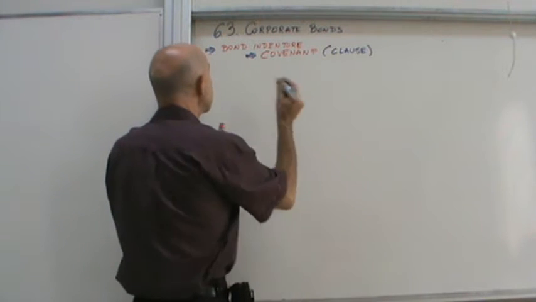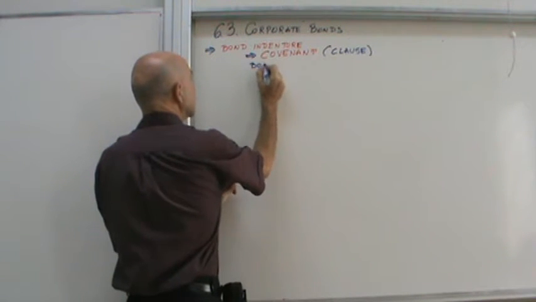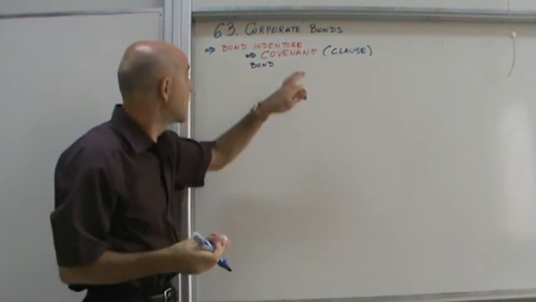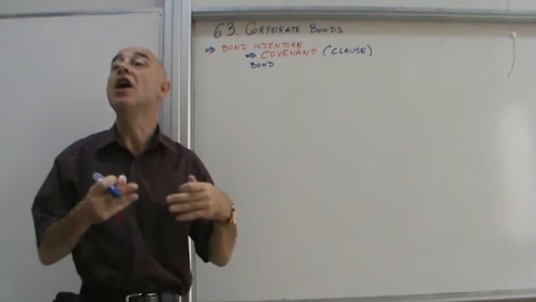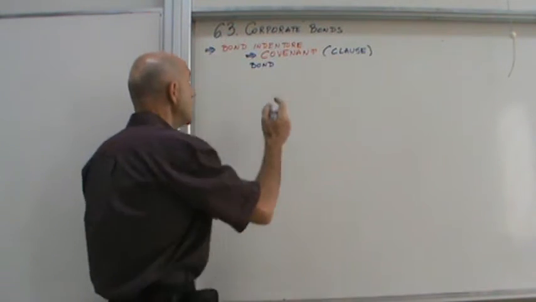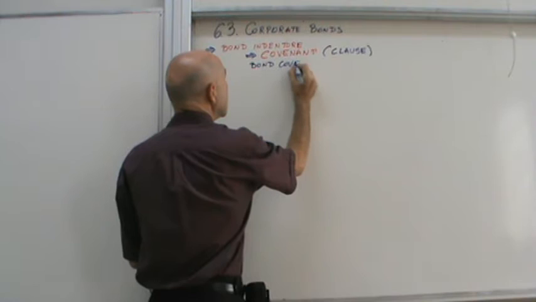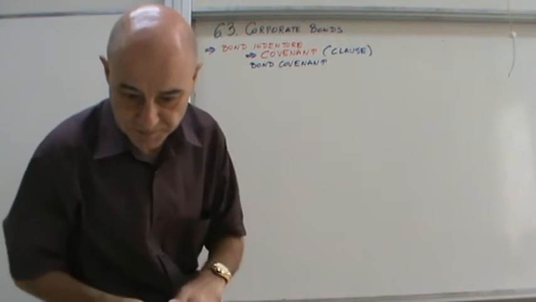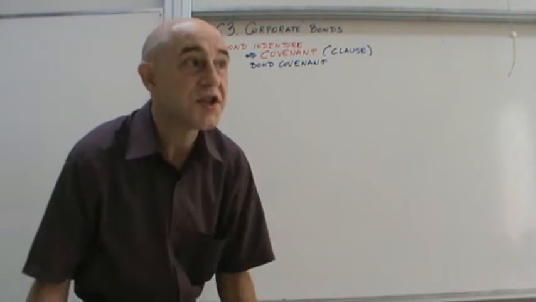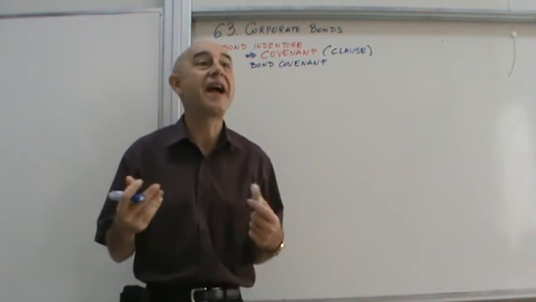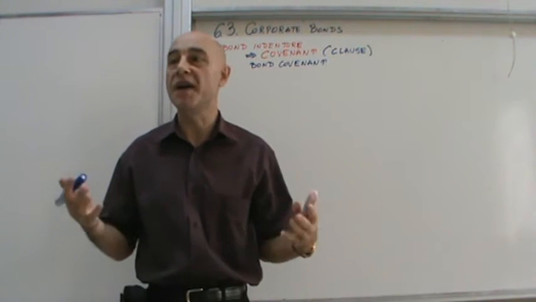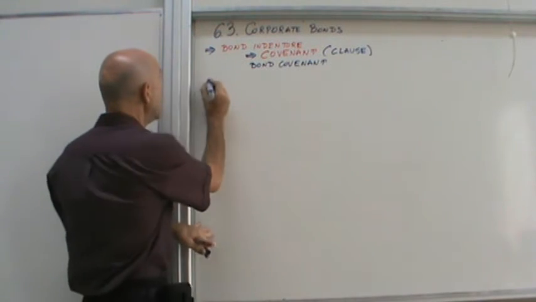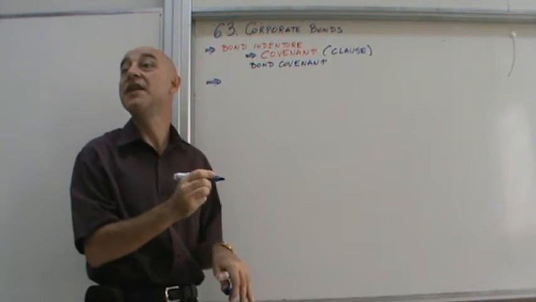Sometimes we call these bond covenants, because covenant is a general word. The covenant in general means agreement. So this will be bond covenant. So when a bond is issued, it will have many people who buy the bond. The buyers of a bond we call investors.